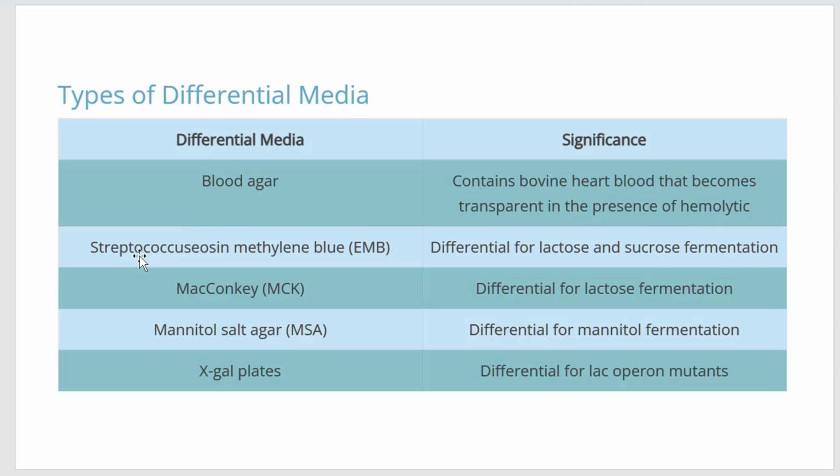Next is the eosin methylene blue or EMB. Its significance is differentiation of lactose and sucrose fermentation. So the bacteria which can ferment lactose or sucrose can grow in this. Then we have MacConkey, which is differentiation for lactose fermentation, and mannitol salt agar, differentiation for mannitol fermentation. Another is the X-gal plate, which is used for cloning and differentiation of blue-white colonies for lac operon mutants.